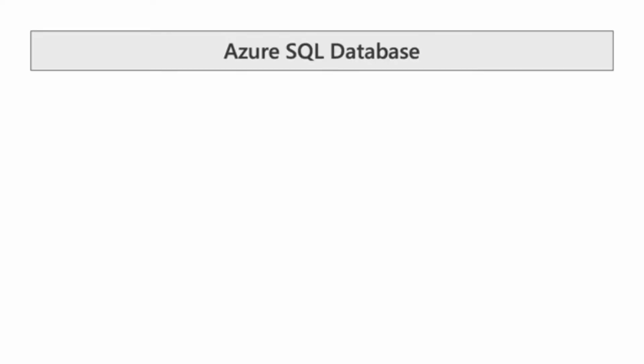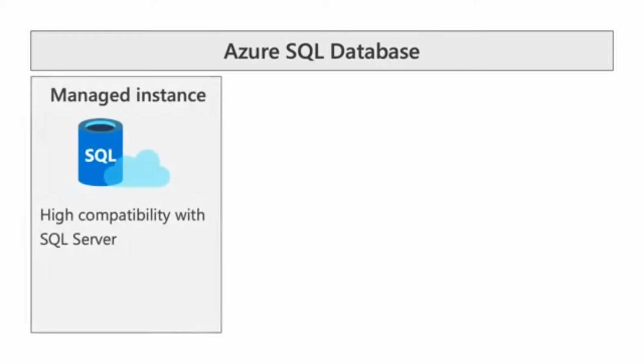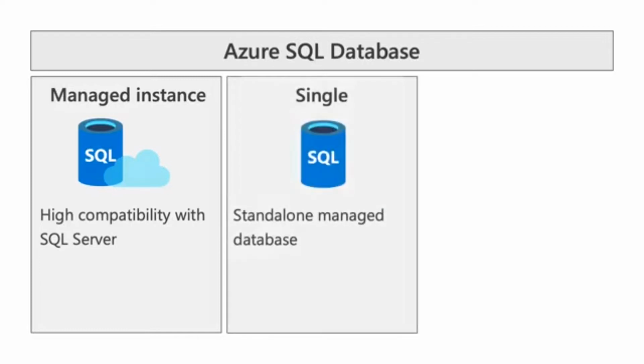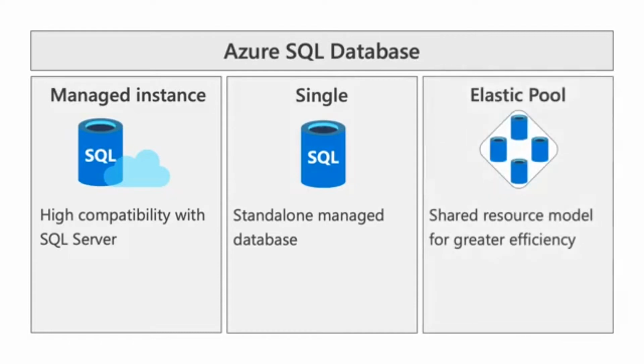Let's summarize the differences between SQL Database Managed Instance, Single Database, and Elastic Pool. Managed Instance is an instance-scoped programming model with high compatibility with SQL Server. It's best for modernization at scale with low cost and low effort. Single Database is a standalone managed database for predictable and stable workloads. Finally, Elastic Pool is a shared resource model for greater efficiency through multi-tenancy.